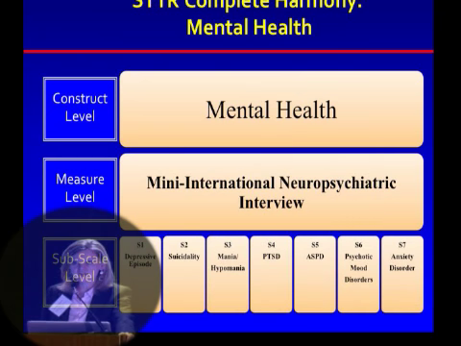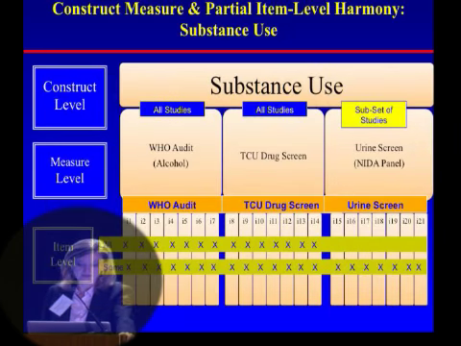So a domain that's going to have complete harmonization is around mental health. The MINI is being used, and instead of items, you'll see subscales. There's 7 subscales that the investigators are going to use in common. Some investigators are using more than the 7 subscales of the MINI. They may be using the full MINI, but everyone is going to be collecting data across these particular 7 subscales as they are able to do that from their study.